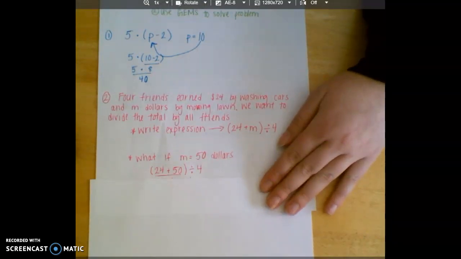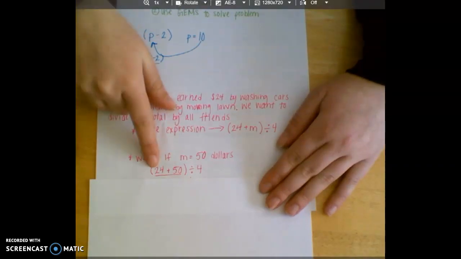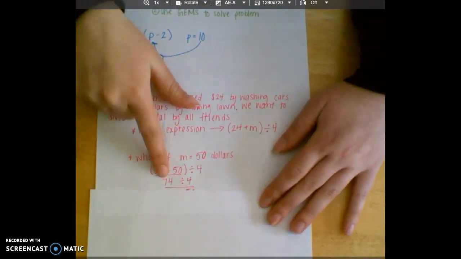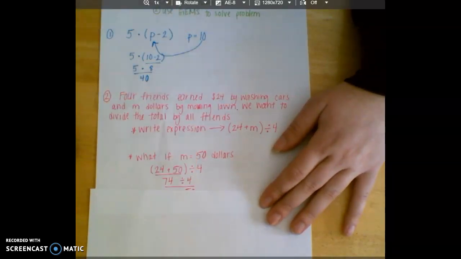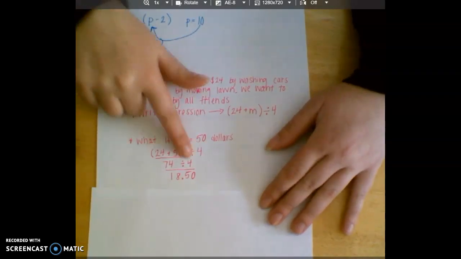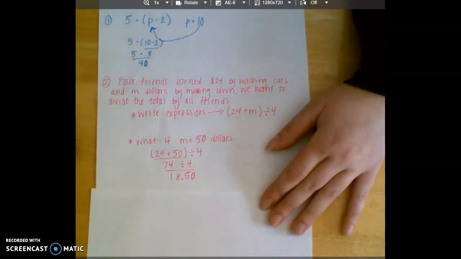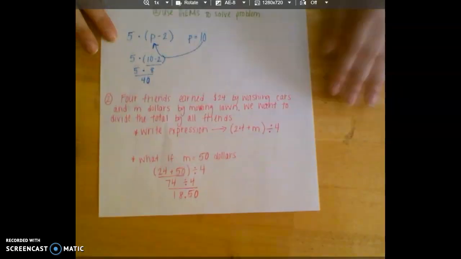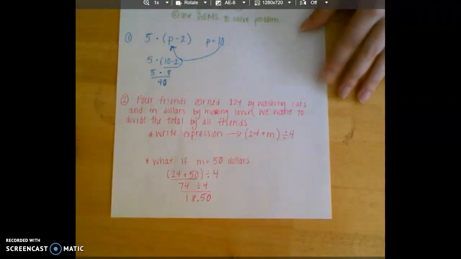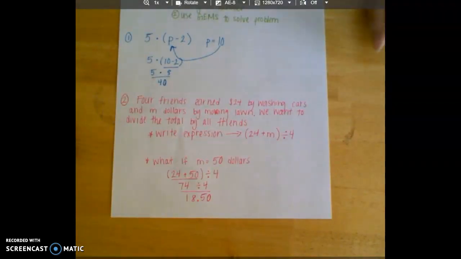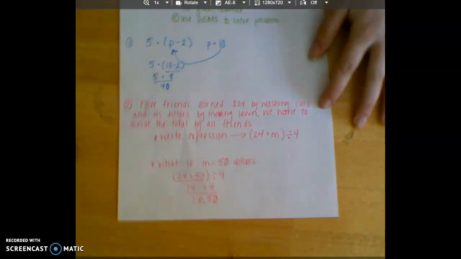We know in our head right now that I have to do parentheses first because that's what comes up in my GEMS. Grouping, parentheses, that's what we want first. So 24 plus 50 equals 74. I bring down my divide, I bring down my 4 because I haven't touched it yet. And then when I divide 74 by 4, I get $18.50. So that $18.50 is how much each friend will get when they are done washing cars and mowing lawns.